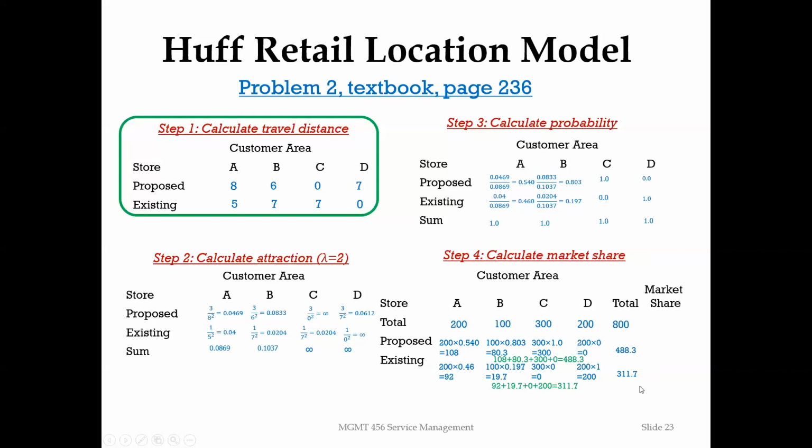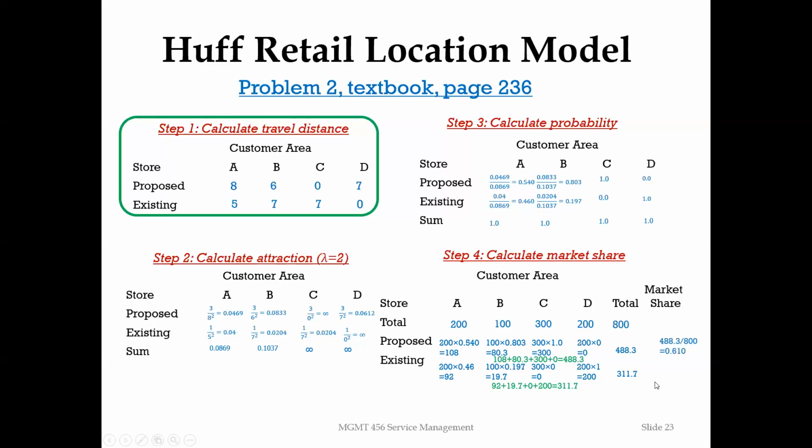So now let's look at the market share. Total spending for all customers combined in 4 different areas is $800,000. Out of these $800,000, $488.3 thousand will be spent in the proposed store, and the rest, $311.7 thousand, will be spent in the existing store.